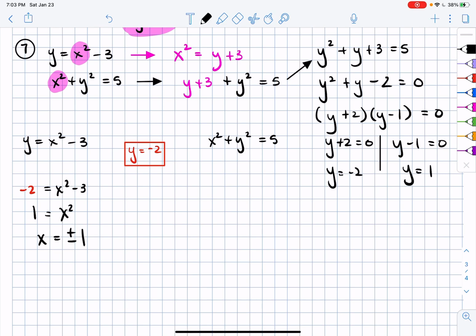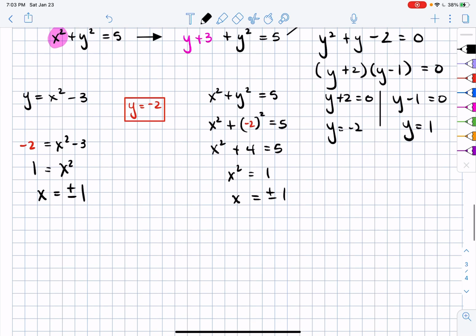Okay? All right, so if I put it over here on the right side, I'm going to have x squared plus negative 2 squared is equal to 5. So this is going to be a negative 2. So I will actually have x squared plus 4 equal to 5. Subtract that 4, x squared is equal to 1. Take the square root of both sides. So anytime I take the square root, what happens? I get plus or minus 1 again. Okay? So both of these have plus and minus 1.